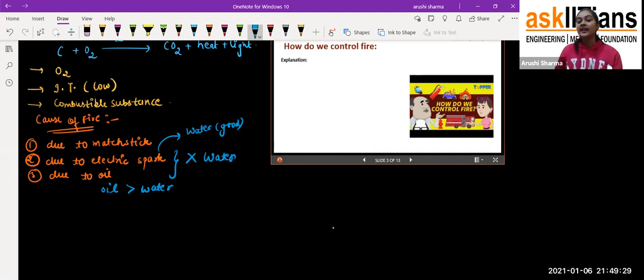Do anything so that oxygen will not be supplied to that fire, because if oxygen is continuously supplied to that combustible substance, it is going to be converted into fire, and it is not going to be controlled. So what we can do is cut off the supply of oxygen so that the fire can be controlled at that point. So this can be one of the techniques.